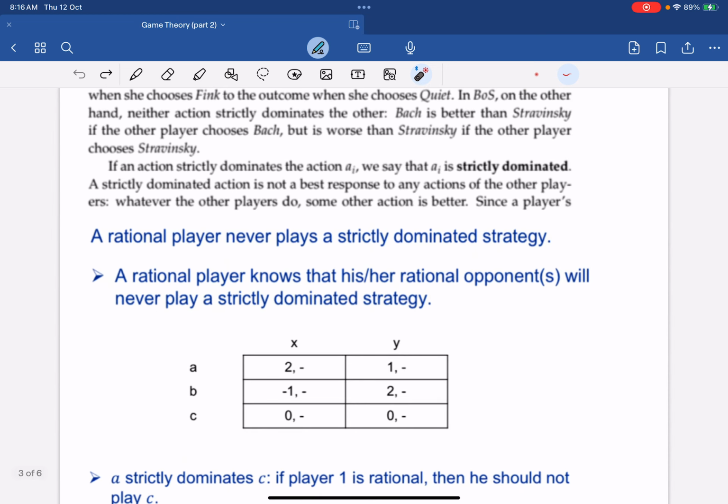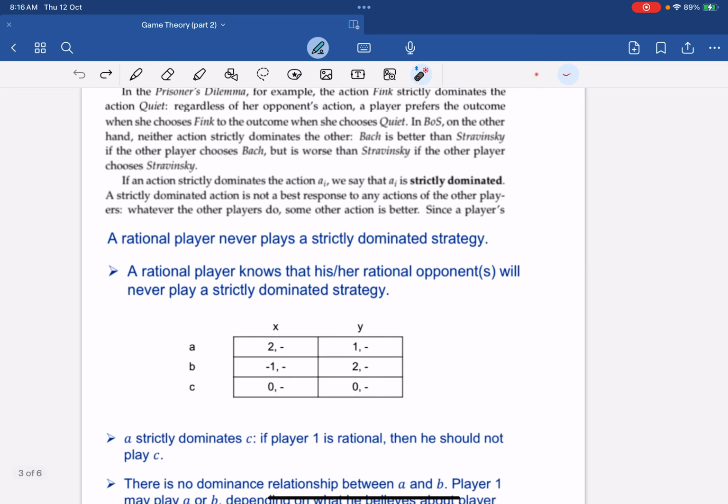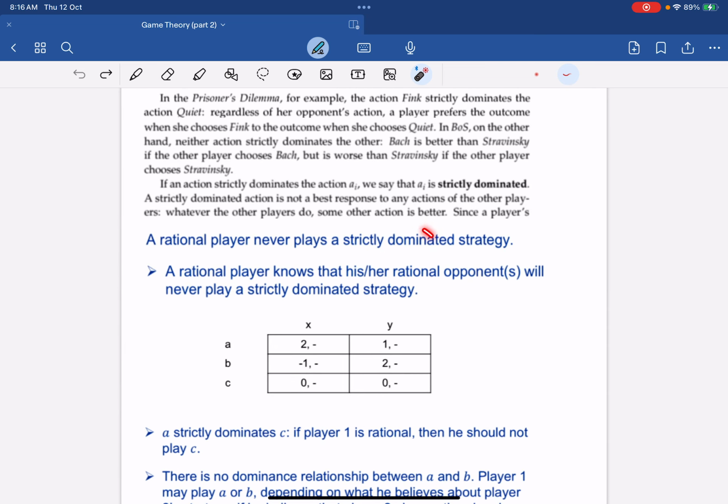And a rational player will never play a strictly dominated strategy because he or she can always improve the payoff by using the better strategy. Because if you are dominated, then there will be some action that is better. And because of that, we can also assume that our rational opponents will also never play a strictly dominated strategy.